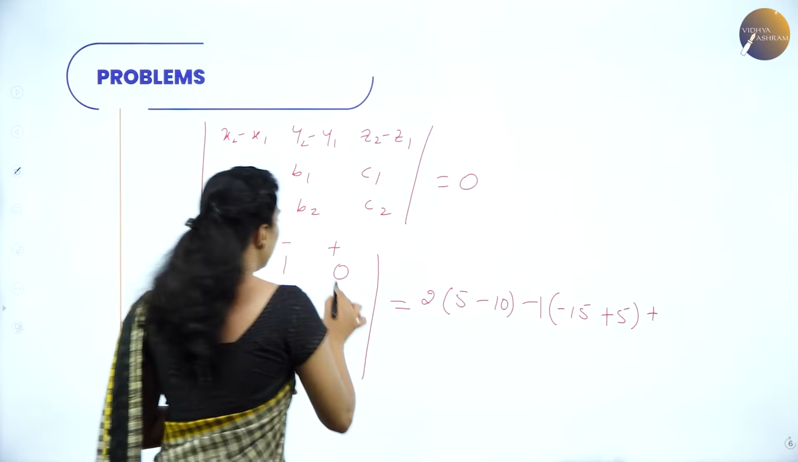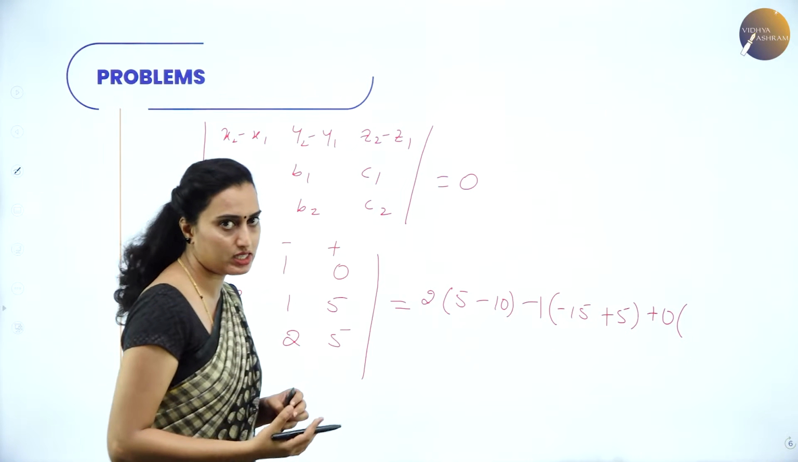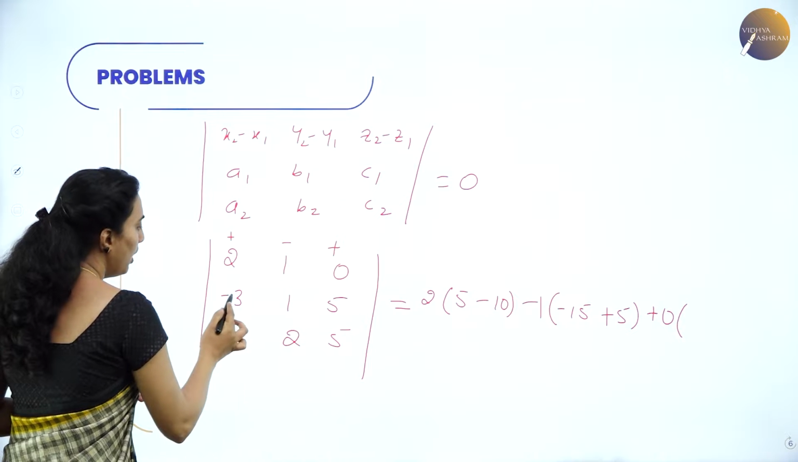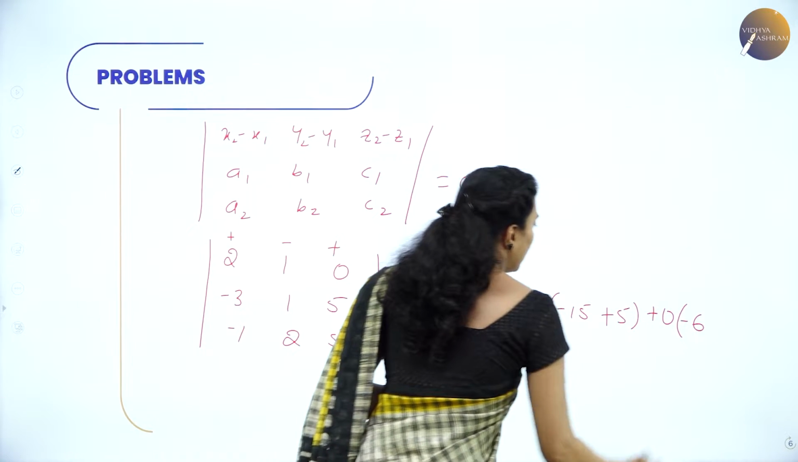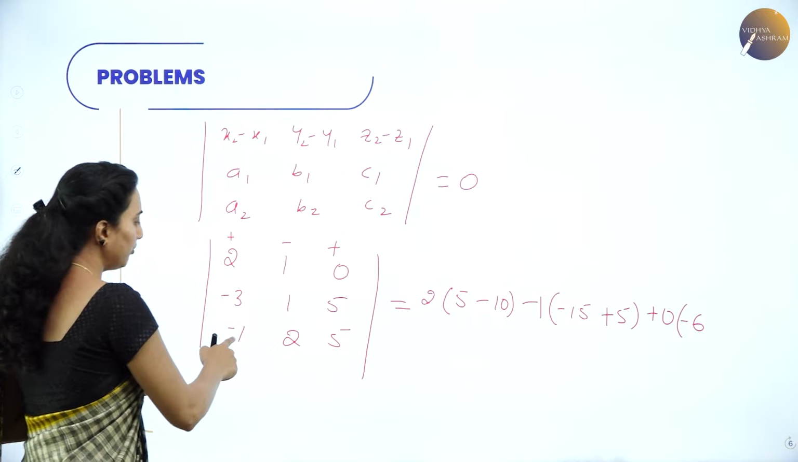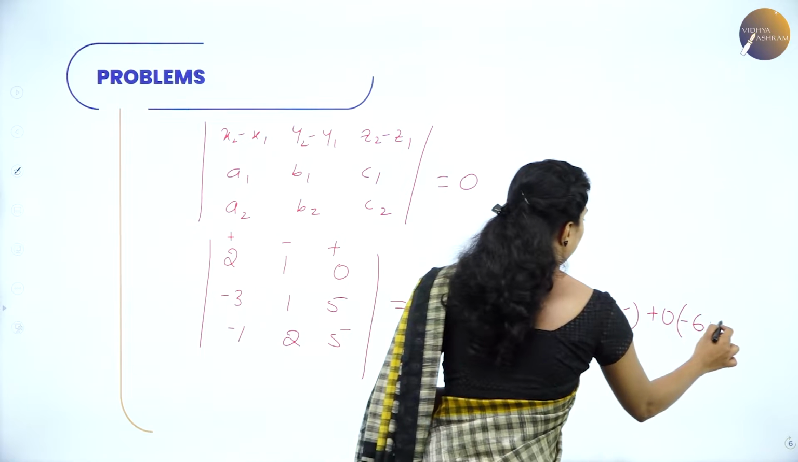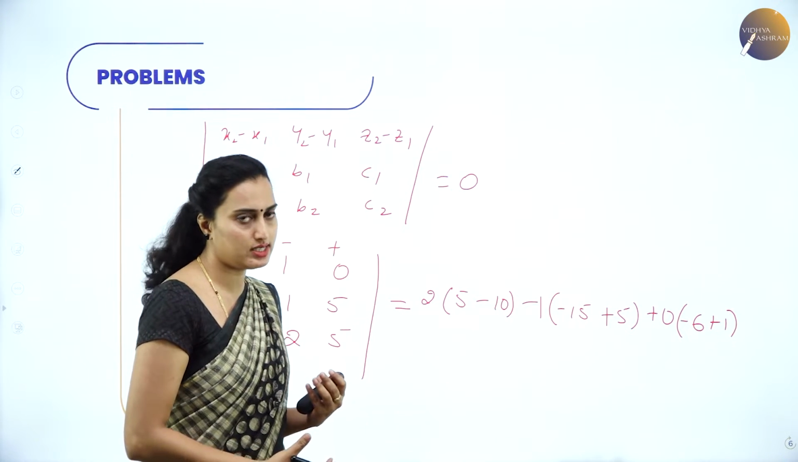Again plus, you are having 0. Anyway, 0 into anything will be 0 itself. So if you want, leaving the third column, first row, minus 3 into 2 which is nothing but minus 6. Now, already one minus sign is there and here 1, minus 1 into 1 which is plus 1. Anyway, 0 into anything will be 0, so we are not going to consider that.